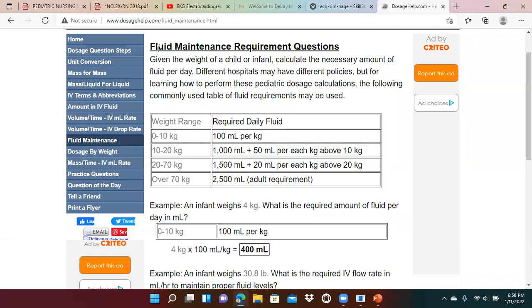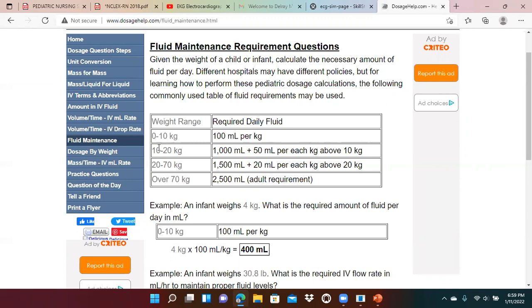So let me recap it. It is called the fluid maintenance requirement formula. Body weight range, required daily fluid. For pediatric patients 0 to 10 kilograms, required daily fluid is 100 mL per kilogram. So if my baby is 8 kilograms, it should be 100 mL times 8, right? Then the total should be 800 mL of liquid needed for 24 hours.